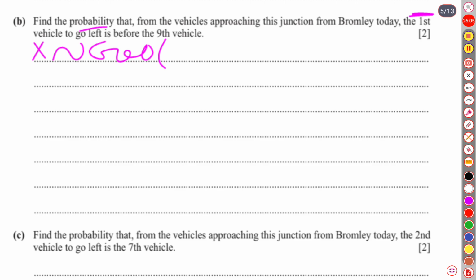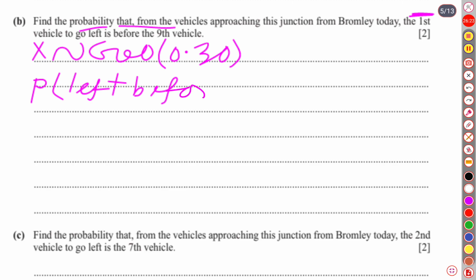This is about the left. For left our probability was 0.30. Now before the ninth vehicle, so it is going to be the probability of left direction before the ninth vehicle.